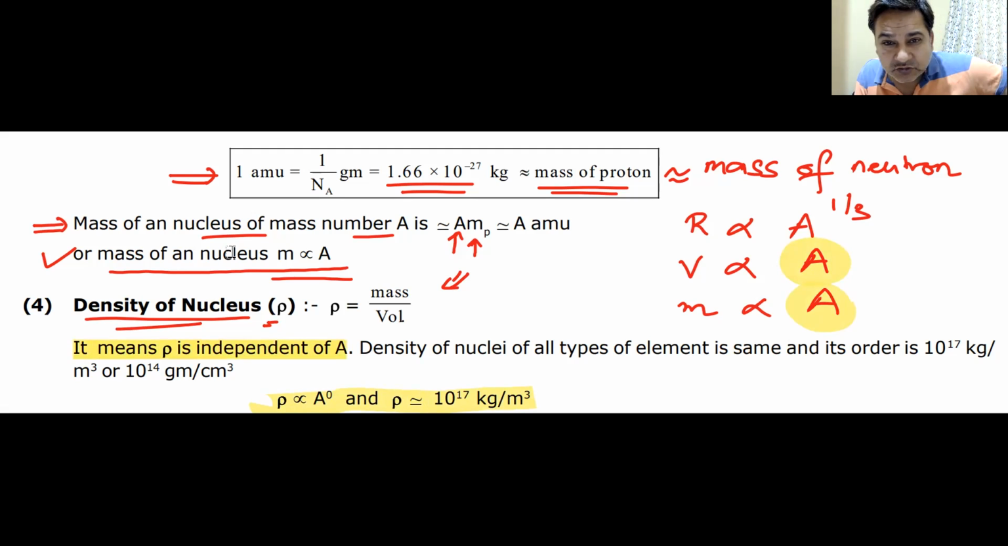A very important relation. If they do not ask a question on radius, volume, or mass, the most difficult question that they can ask is the relation of density. How does density depend on mass number? Straight away we will get the answer that it depends on A, but you can see that it does not depend on A, it is independent of A. Will you remember this fact? Yes, sir. Sure? Sure, sir.